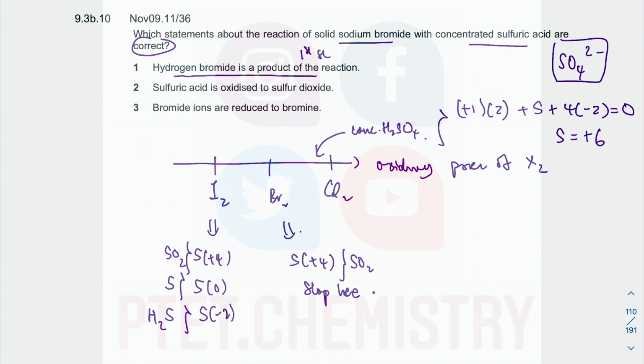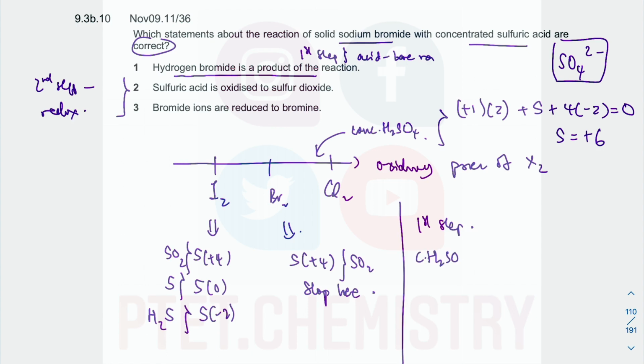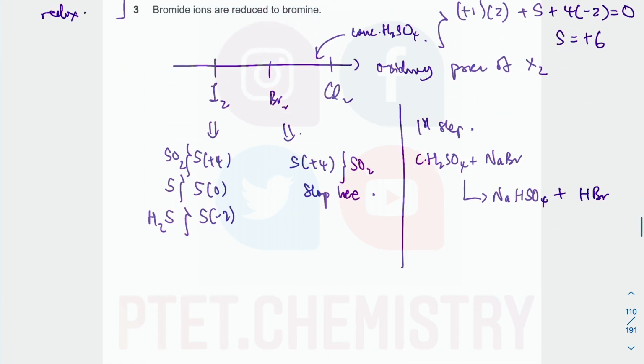That is the first step, which is an acid-base reaction, and this is the second step, which is the redox. If I show you the first step, it's basically concentrated sulfuric acid plus NaBr. What you get is a salt; the acid donates a proton, and you get HBr. That is not a redox, that is still sulfur +6. You can work it out as an exercise. This is still Br -1, this is Br -1, this is sulfur +6. This is the acid-base reaction, the first step.